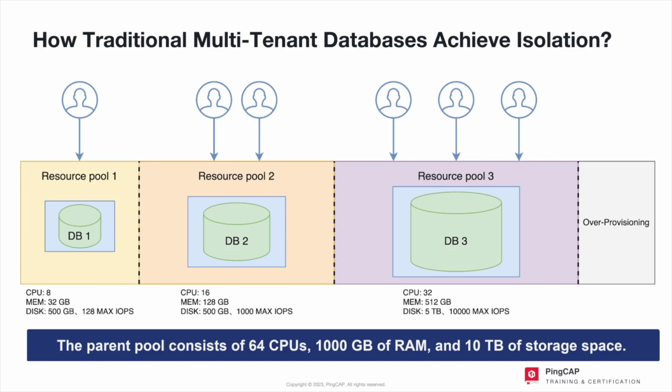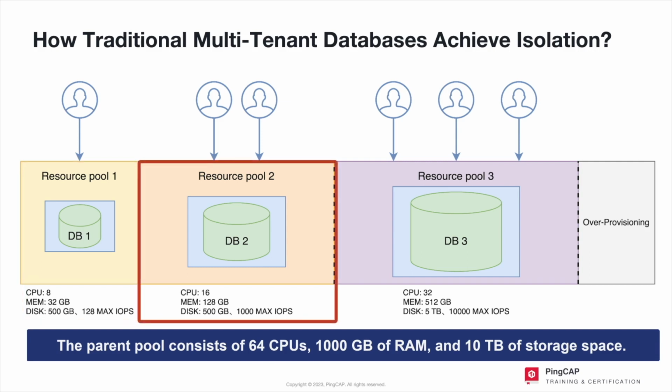We will call them DB1, DB2, and DB3. We will place each of these in a dedicated resource pool that we create. Let's begin with DB1. We will create resource pool 1 and assign DB1 to it. This is a lightly used database, so we will only assign it 8 CPUs, 32 gigabytes of RAM, and 500 gigabytes of disk space. And we will limit it to 128 IOPS.